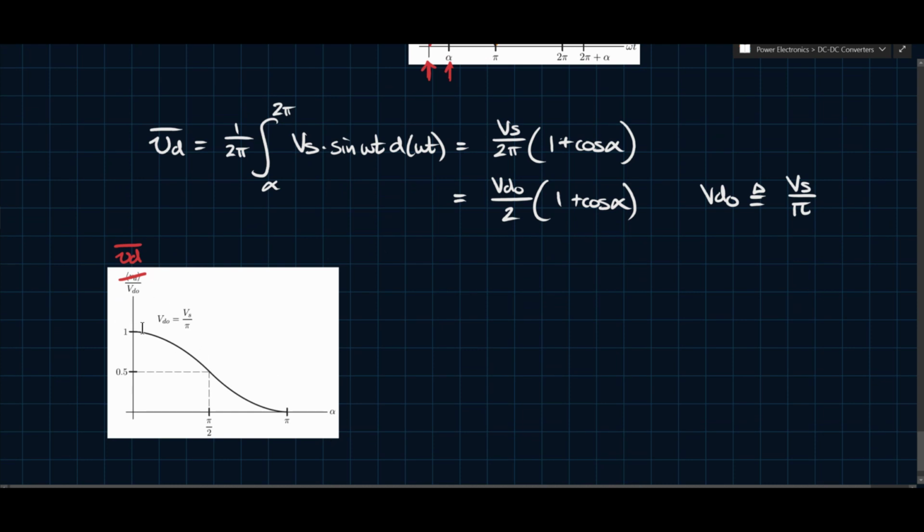So in the case where alpha equals 0, this behaves just like a regular diode. You can have it behave as a modified version of that. You can scale the output voltage to anything between 1 and 0, with 1 being the average of the SCR version relative to the diode version. It can be anything between 1 and 0.